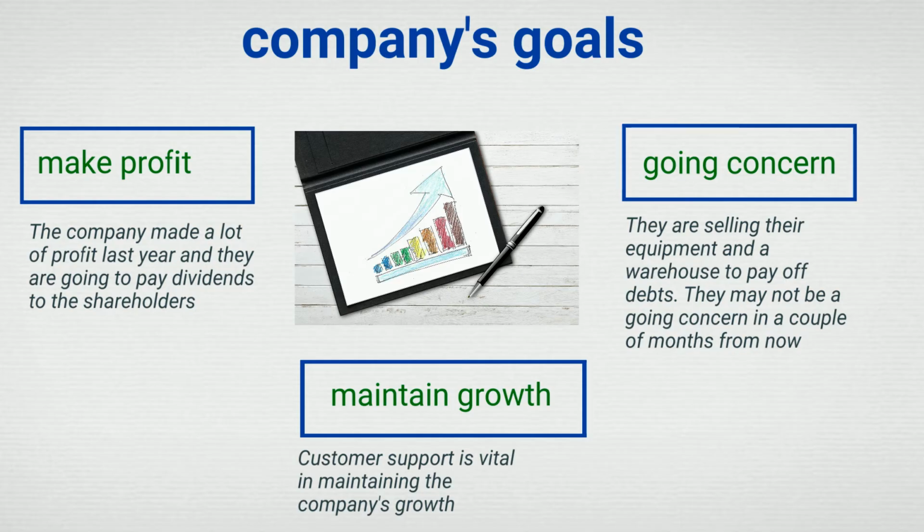And a company should also be a going concern. A going concern is an assumption that a company has resources to be operating for any foreseeable future, and it's one of the accounting principles. It is something like a proof that a company is not going to shut down. For example, they're selling their equipment and a warehouse to pay off debts. They may not be a going concern in a couple of months from now.